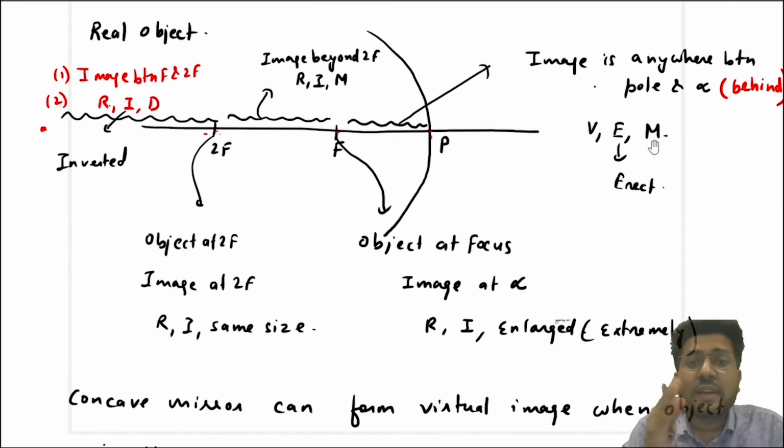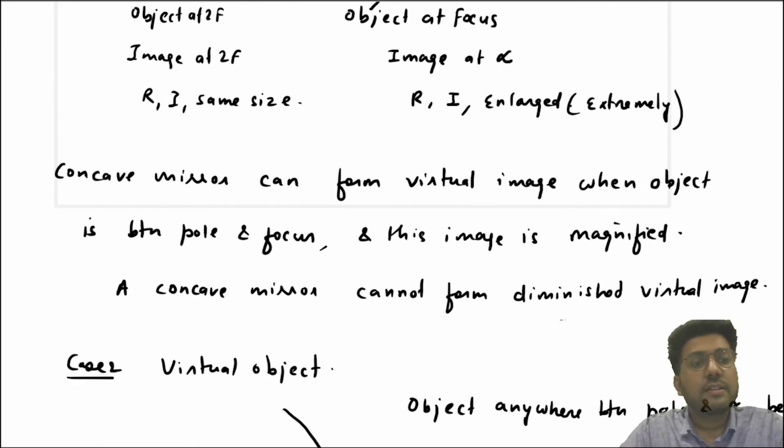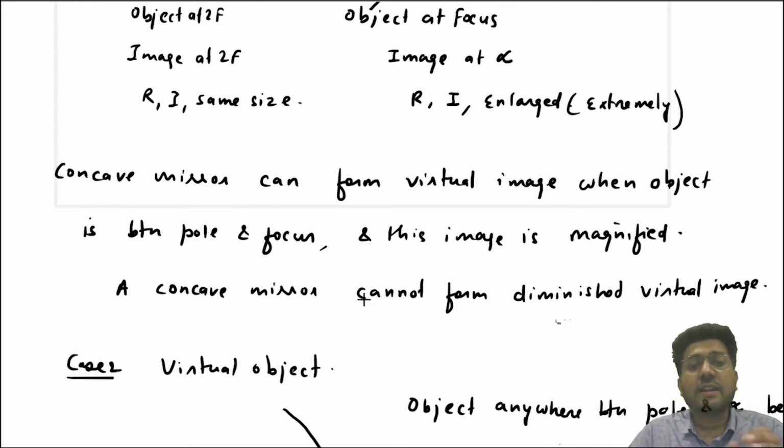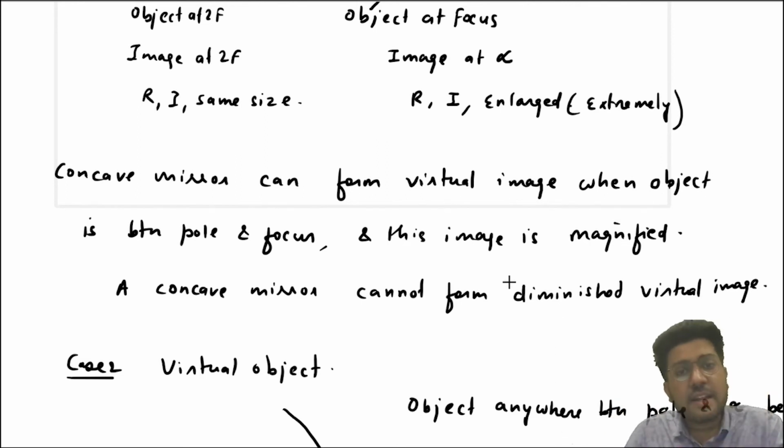In other words, you can say that a concave mirror cannot form a diminished virtual image. So I have written it here: a concave mirror can form a virtual image when the object is between pole and focus, and this image is magnified. A concave mirror cannot form a diminished virtual image. So if it is given to you that a mirror is forming a virtual image and it is magnified, then you will know that that mirror is a concave mirror.